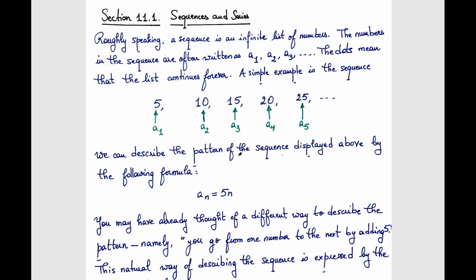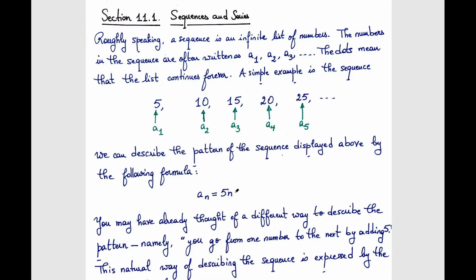We can describe the pattern of the sequence displayed above by the following formula. A sub n is 5 times n. Why? Because, what's n? n is the rank of the term, right? So the first term, when n is 1, is 5 times 1. So a sub 1 is 5 times 1, which is 5. Correct? And what's the fourth term? This is when n is 4. A sub 4 is equal to 5 times 4, which is 20. So it's right there. Correct?